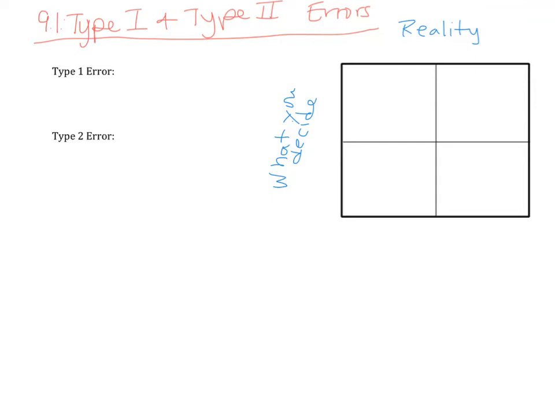The next lesson is about things that could happen when you're working with hypothesis testing. Both of them are errors that we could make. It's when you make the wrong decision after you decide to reject or fail to reject a null hypothesis. So the first one is called a type 1 error. A type 1 error occurs when you reject a true null hypothesis.